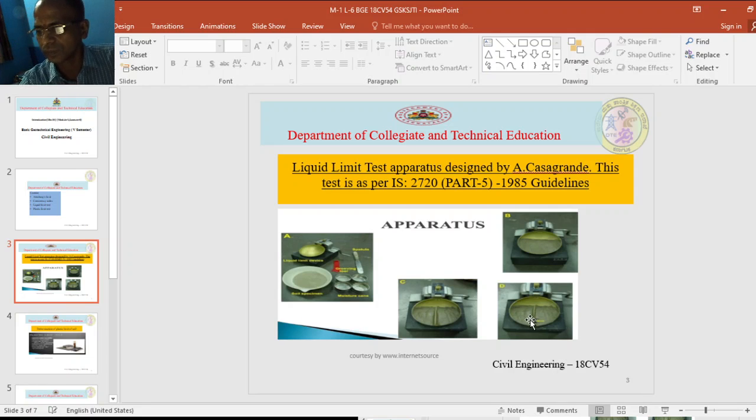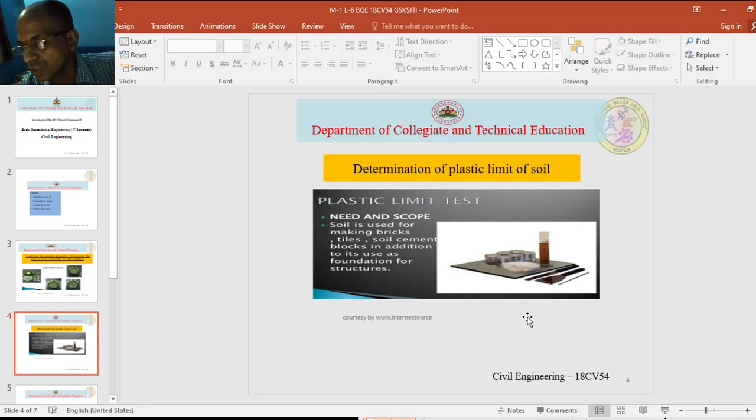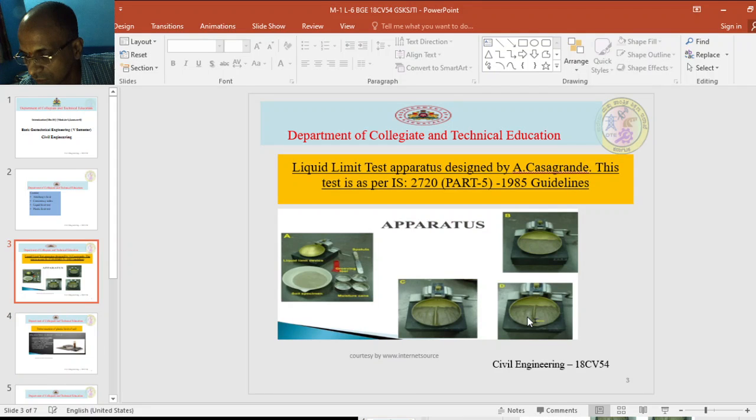For each trial, keep the water content sample in the oven. The next day you will get the water content. Once you have the water content, the number of blows is known to you. Plot a graph of water content versus number of blows, and you will get a flow line. At 25 blows, determine the water content. That water content is called the liquid limit water content.